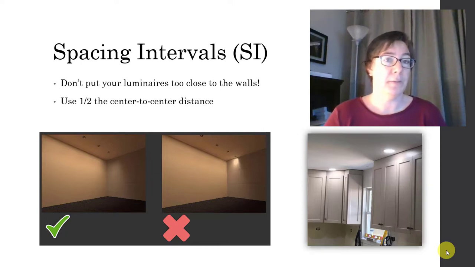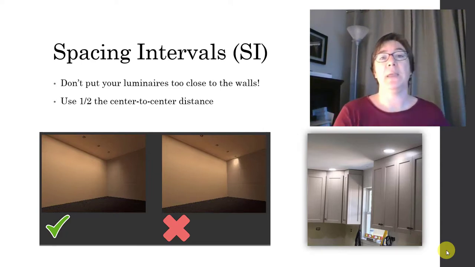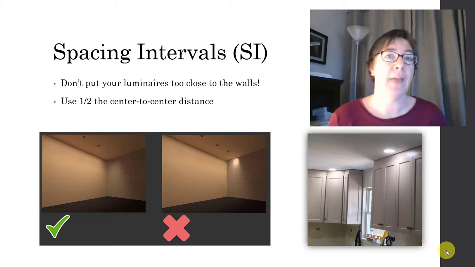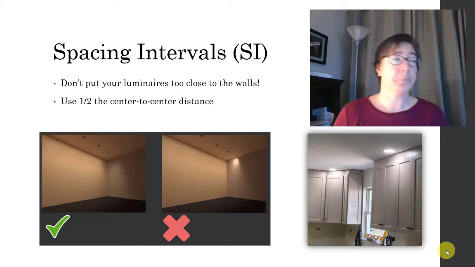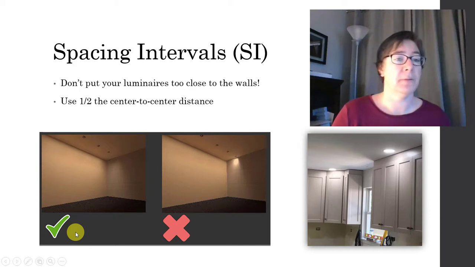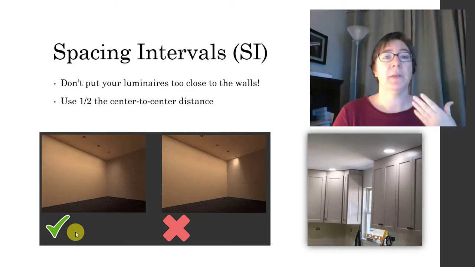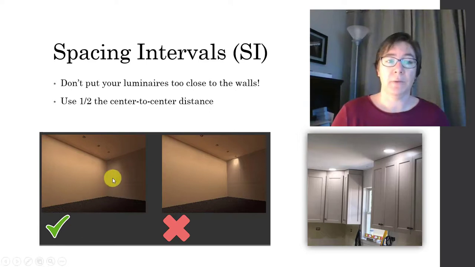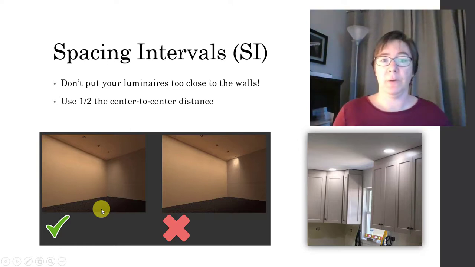There's one more piece to this, and that is how far away you want to space your luminaires from a wall. Don't put your luminaires too close to a wall. What you'll get is a hot spot that you don't want, a glare of reflection, and it won't look right in your room. So here's an example right here. On the left, it looks like some recessed lights that are properly spaced. You can see this one right here, and they're giving even light across the room.